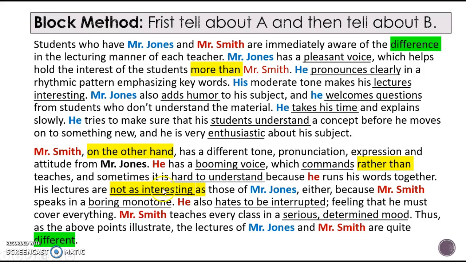We have to look. So here he has a booming voice compared to a pleasant voice. He commands. He's hard to understand. Not as interesting as. Boring monotone. Hates to be interrupted. Serious and determined mood. So we can see that Mr. Smith and Mr. Jones are very, very different. So we see thus, as above points illustrate, the lectures of Mr. Jones and Mr. Smith are quite different.